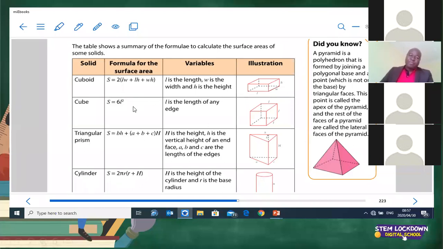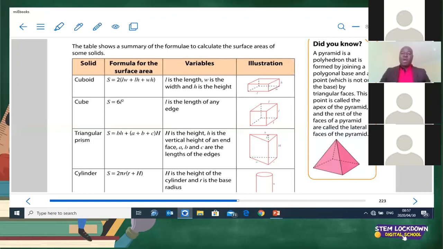And of course, the cube is different. How different is the cube from the cuboid? The cube is different because all the sides are equal, meaning that all the faces of a cube are also equal. That is the difference between the cuboid and the cube. So basically, a cuboid is derived from a rectangle, whereas a cube is derived from a square. So remember that in a square, we know that all the sides are equal.